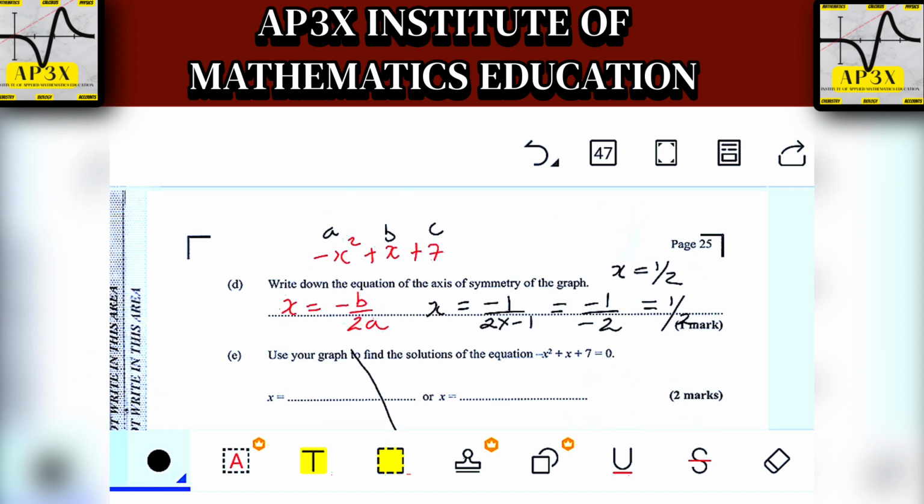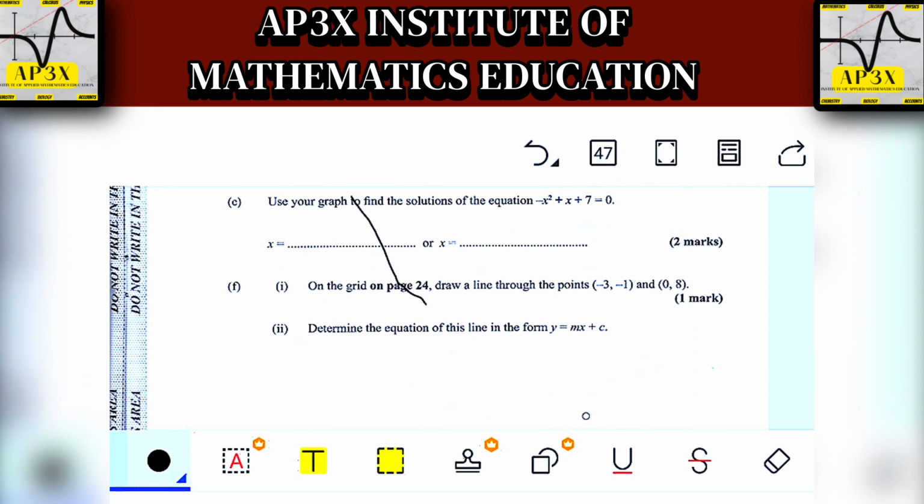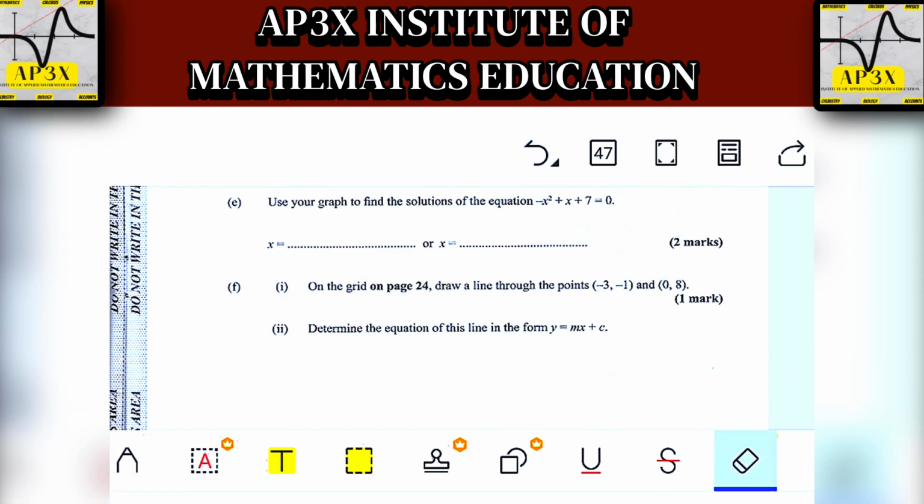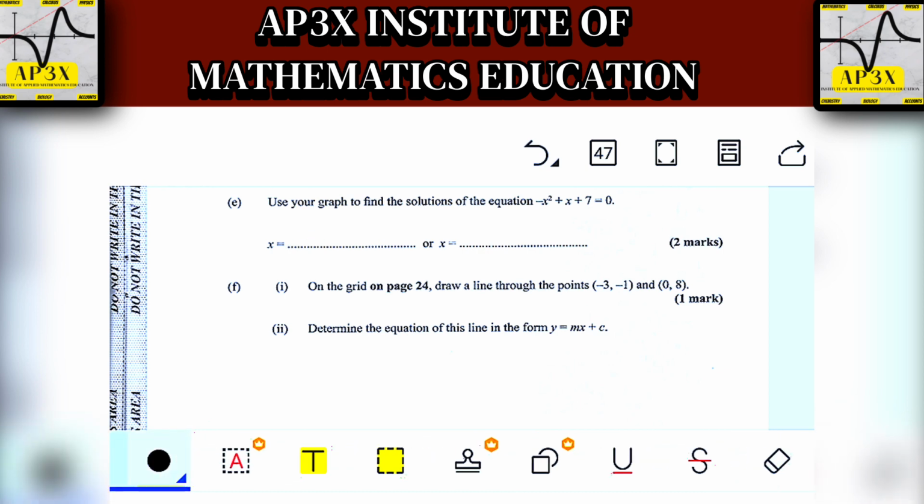Therefore, scrolling back down, x is equal to negative 2.2, and x is also equal to 3.2.